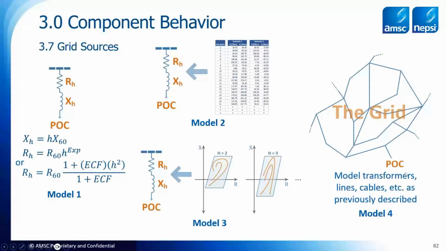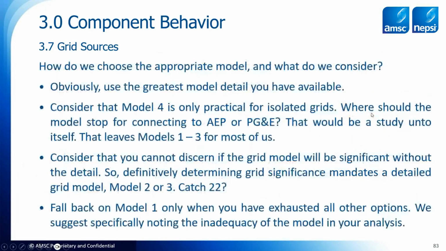Model 4 is where you just model the whole grid. You model all the transformers, lines, cables, etc., as we have previously described, and you just build the whole thing. So, how do we choose the appropriate model, and what do we consider? Obviously, use the greatest detail that you have available, right? That just goes without saying. I mean, if we have it and it's available to you, use it, okay?